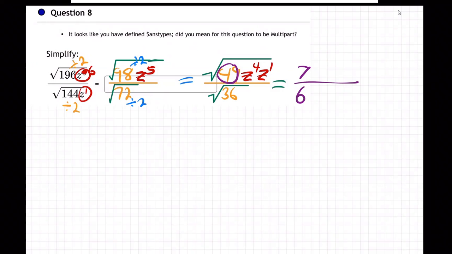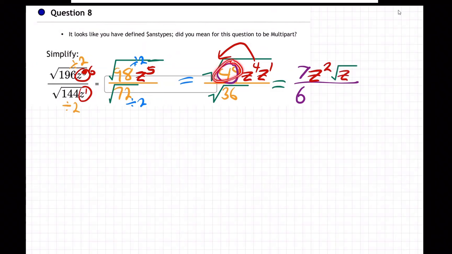And then what about the Z's? You send out half the power. And the other Z would still be left inside. And that's our answer. Now let me make sure it's clear what happened there on that last step.